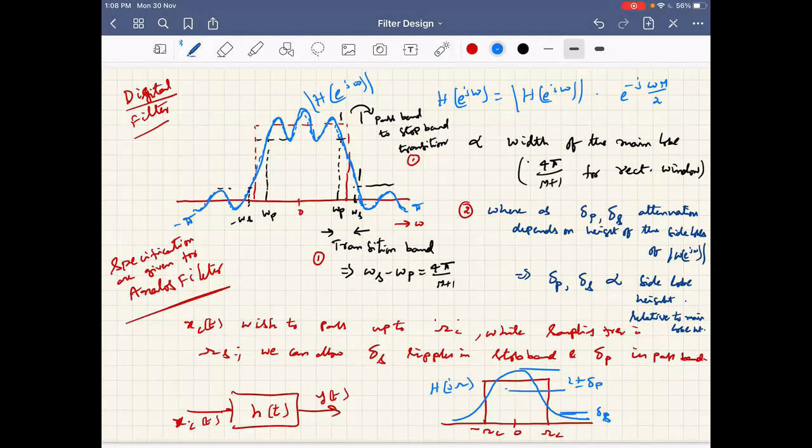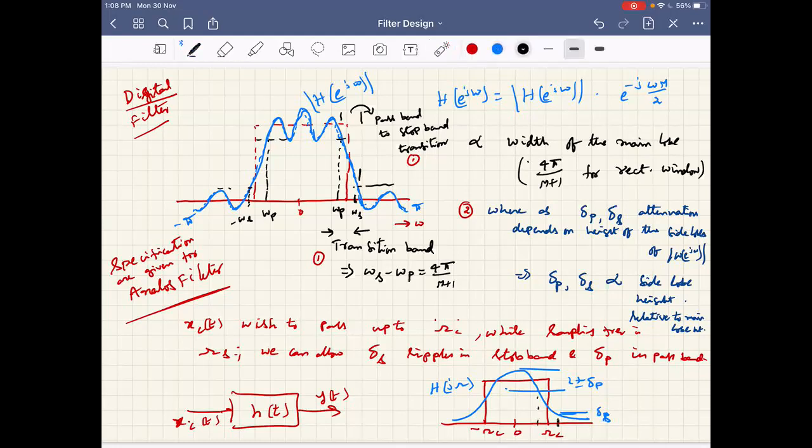Okay, so these ripples may be oscillating in nature like this, or maybe monotonic in nature like this. That means based on the design of the filter, we may have this kind of ripples, or we may have this kind of slowly approaching behavior from the pass band to the stop band.